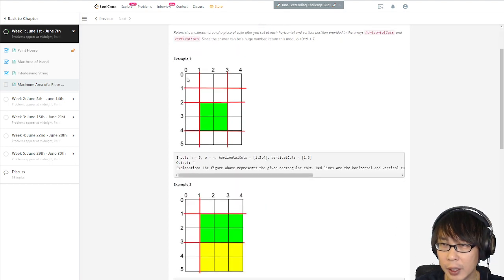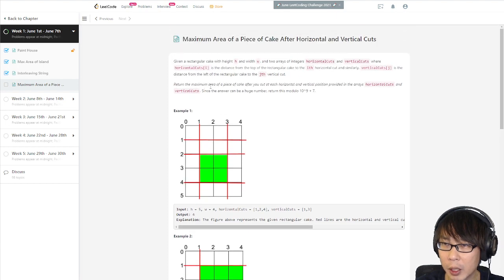We are going to return the maximum area of a piece of cake after you cut at each horizontal and vertical position provided in the arrays horizontal cut and vertical cut. Since the answer can be huge, return it modulo 10 to the 9th plus 7.